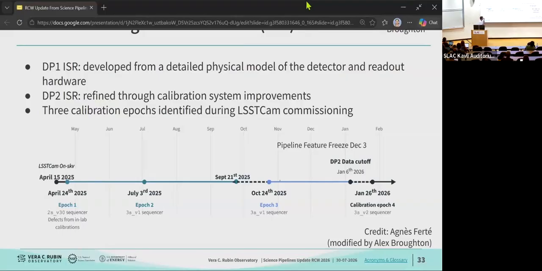As Yusra mentioned, we have this timeline of the DP2 observations. During this timeline, we had changed the operational mode of the camera a few times, and also a few restarts. Every time things like that happen, we have to take all new calibrations. And so there are 3 different calibration epochs within DP2.